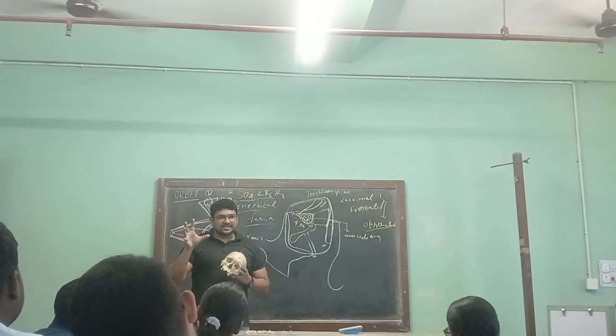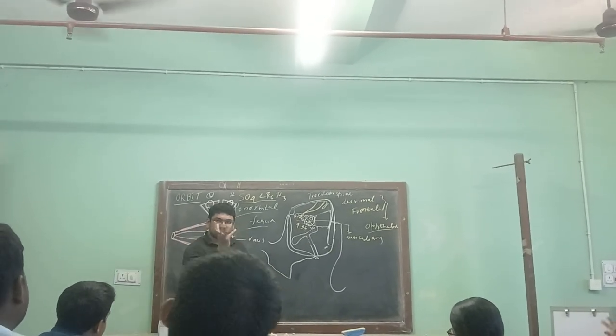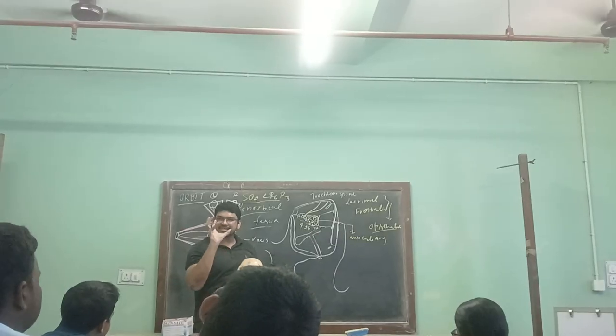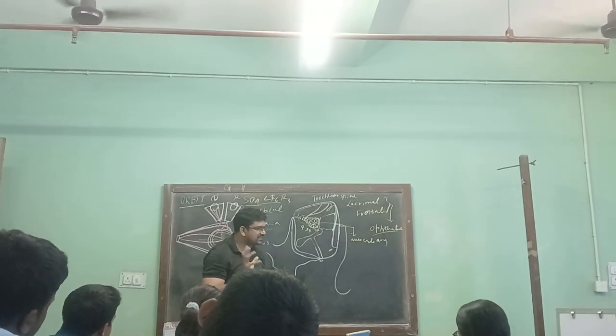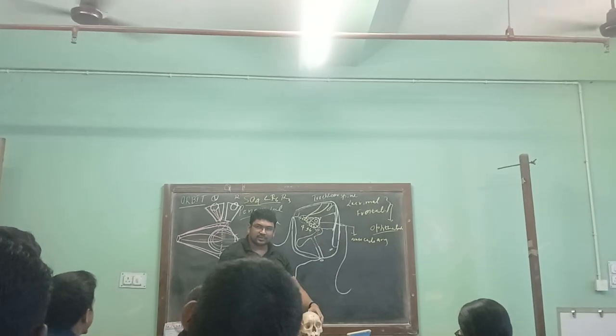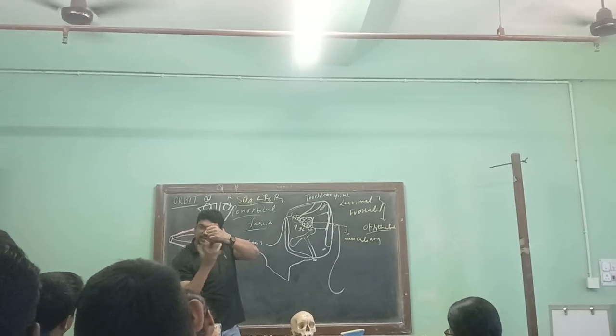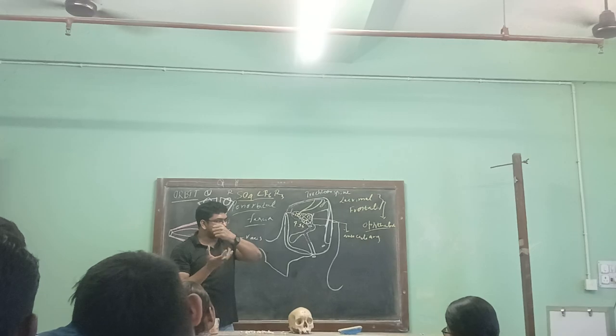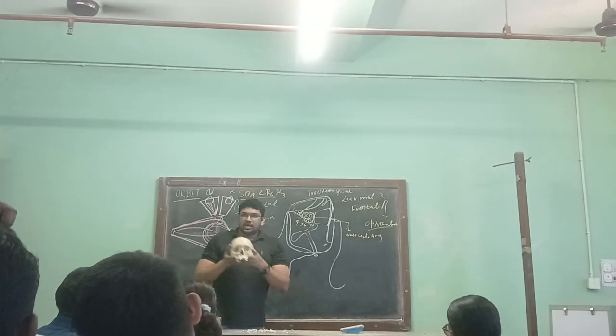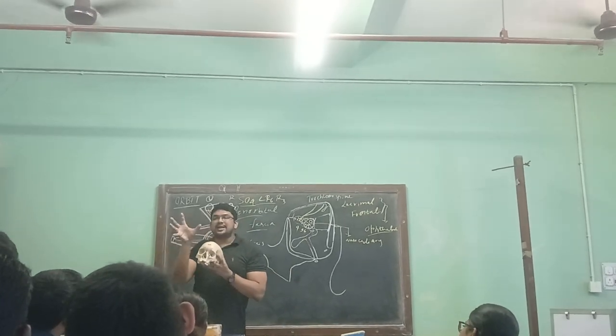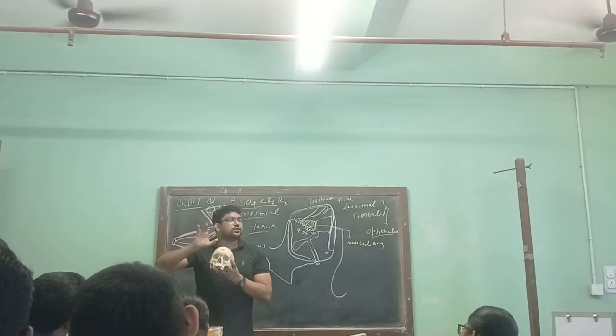What is the torsion means? In a particular axis, something will be rotating. That is called the torsion. What is the torsion of the testis? Any idea? Torsion of the testis means the spermatic cord will be over here and the testis will be hanging, and if it rotates over here, that is called the torsion of the testis. In the same manner, the eyeball rotates in a particular axis over here, that is called the torsion.